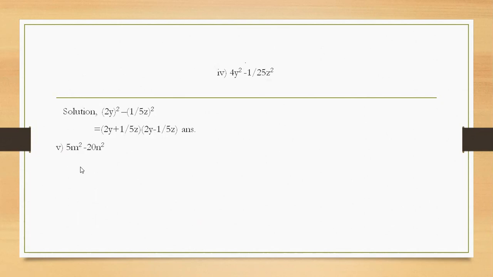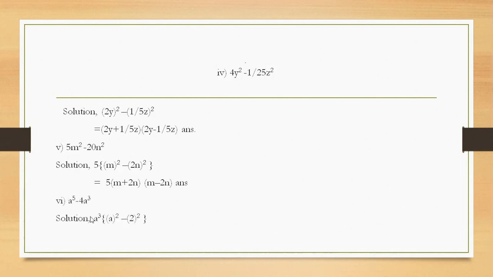And here also 5m square minus 20n square. And what I tell here, children, look here, before factorizing any expression, first of all we have to check whether there is a common factor or not. There is common 5, that 5 we take common, then inside is left m square minus 4n square, because 5 fours are 20. That 4 means 2n whole square. It is in the formula of a square minus b square. 5 stays the same, m plus 2n, m minus 2n.